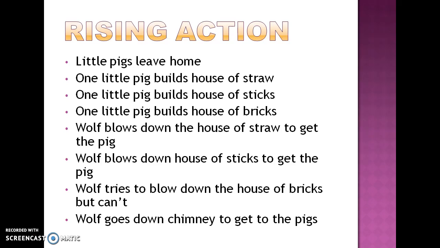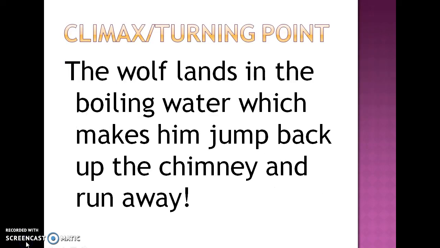Rising action. The little pigs leave home. One little pig builds his house of straw, the other of sticks, the third one of bricks. The wolf, of course, tries to blow down each house and does until he gets to the house of bricks. That one he can't blow down. Then he goes up and down the chimney to get to the pigs. That's the last thing that happens before the problem is solved.